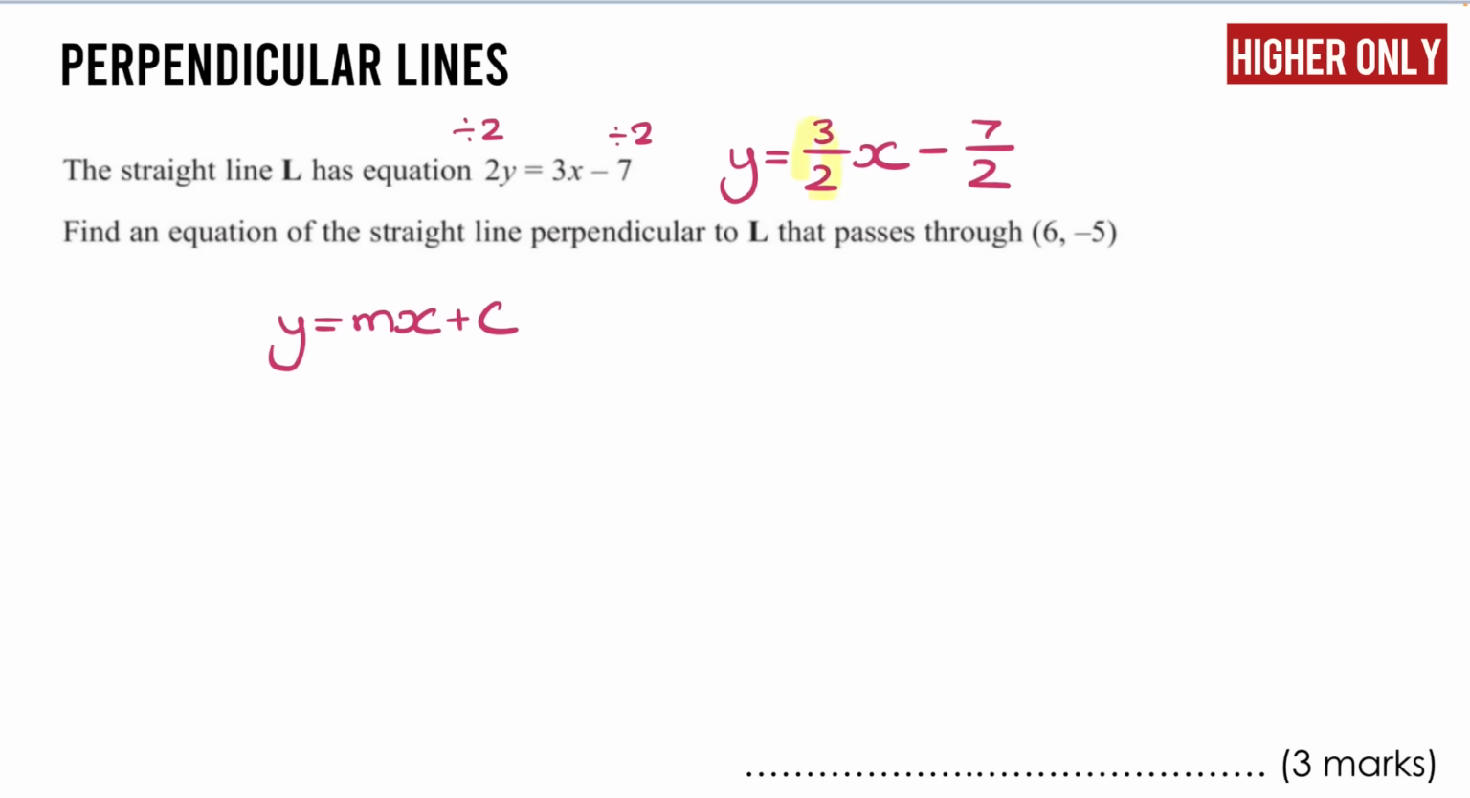Now we've done that because we want to know the gradient of the line, because if our gradient, which I'll label as m, is 3 over 2, then our perpendicular gradient, which I'll label as MP, will be the negative reciprocal of that.